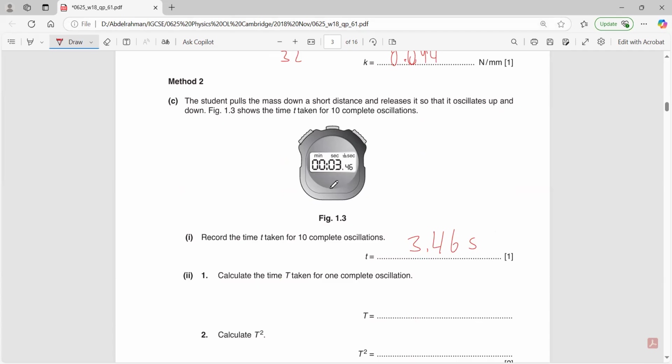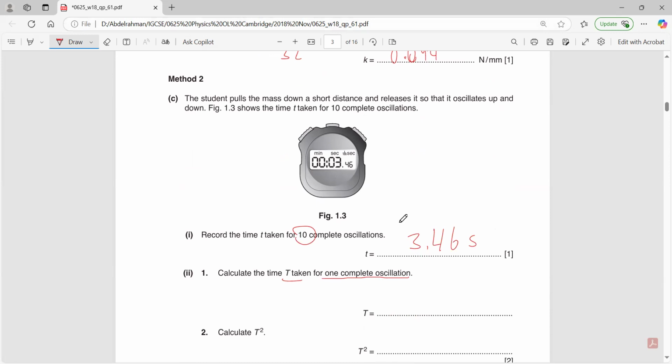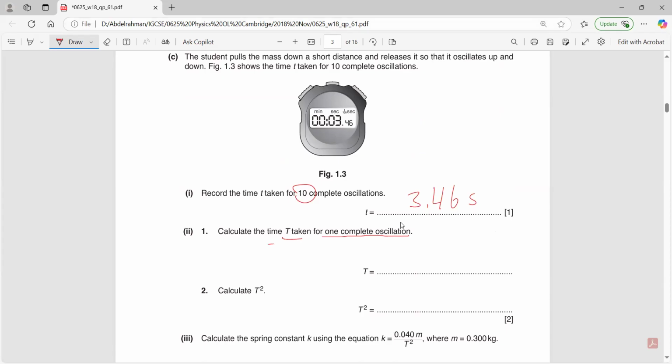Calculate the period of one oscillation, the time for one complete oscillation. T was the time for 10 complete oscillations. Can I find the time for only one oscillation? Yes, divide by 10. So 3.46 divided by 10 is 0.346 seconds. That's it.